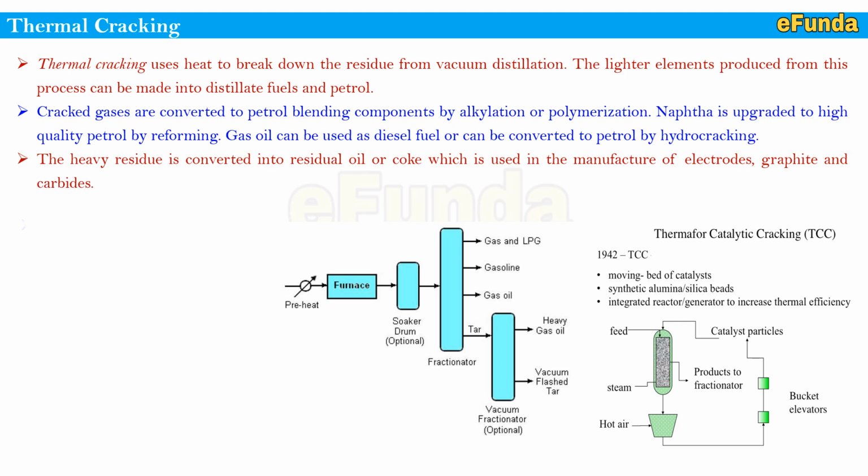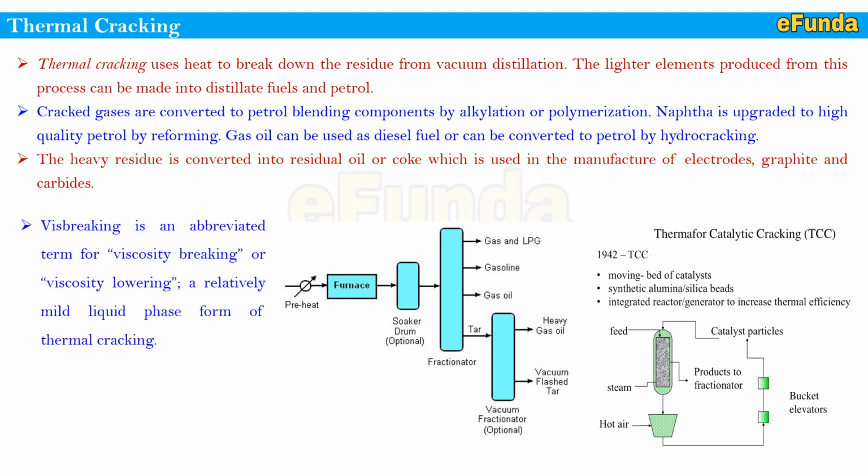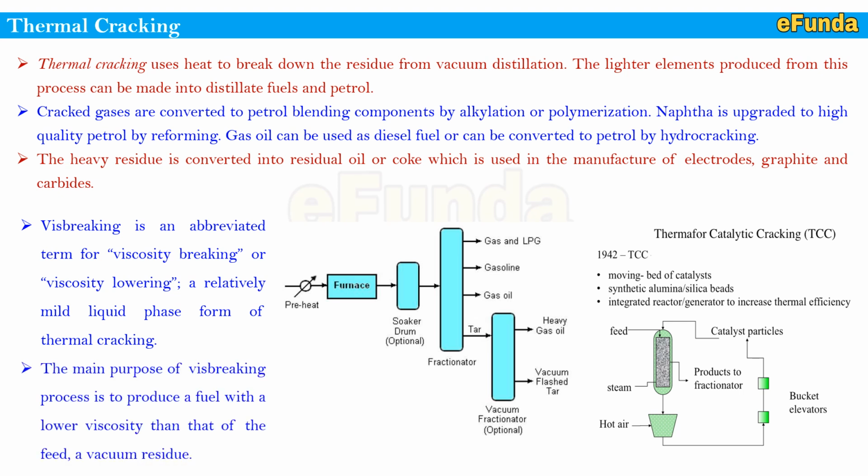Vis breaking is an abbreviated term for viscosity breaking or viscosity lowering, a relatively mild liquid phase form of thermal cracking. The main purpose of a vis breaking process is to produce a fuel with a lower viscosity than the feed, a vacuum residue. This is what the vis breaking process is used for during thermal cracking.